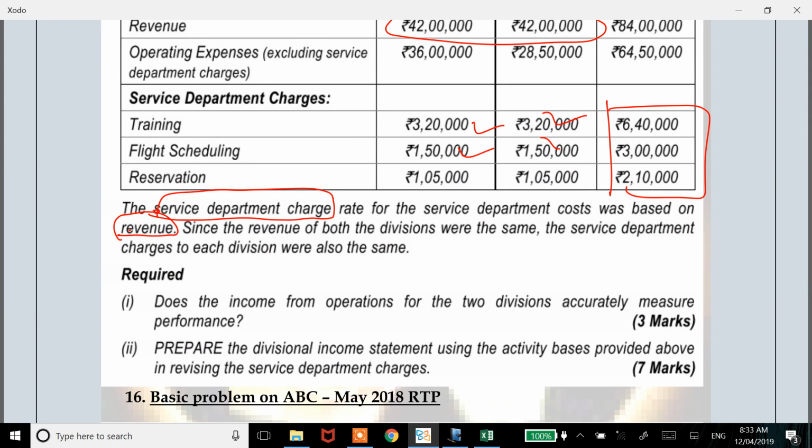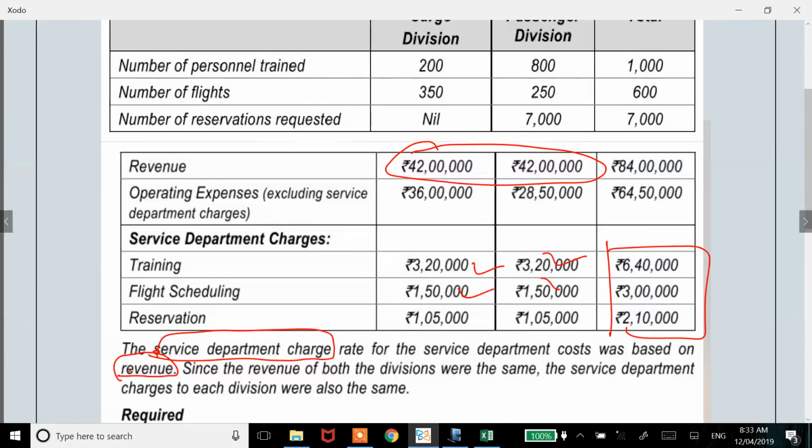Does the income from operation for the two divisions accurately measure performance? Prepare the divisional income statement using activity based costing, using activity basis provided above in revising the service department charge. So the traditional method P&L is given to you. Instead of a cost calculation, they have given a P&L. We'll end up writing this is not the right way of doing, this is inaccurate. Why is it inaccurate? Because activity based costing helps in better tracing the cost. So some pointers on that you will write, and then you will re-prepare the statement.